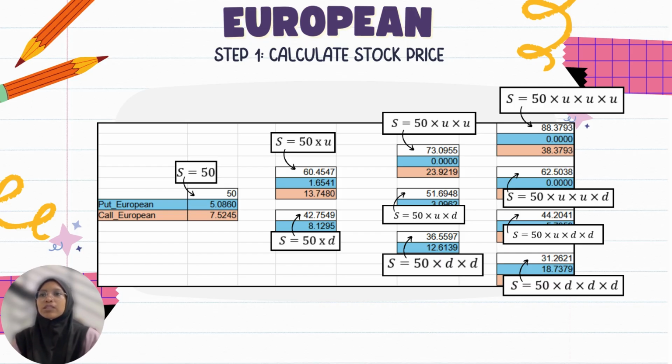And then we move to the next step, S equals 50 times U times U, the middle one S equals 50 times U times D, and then the last one S equals 50 times D times D. Next, the last part, S equals 50 times U three times. And then S equals 50 times U times U times D, next S equals 50 times U times D times D, and then the last one S equals 50 times D times D times D, where D is the down factor and U is the up factor that we already calculated in the derived value.